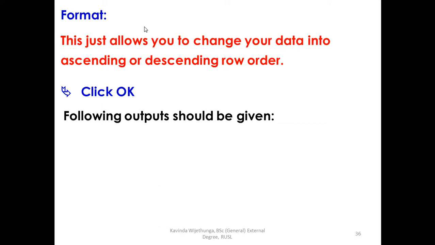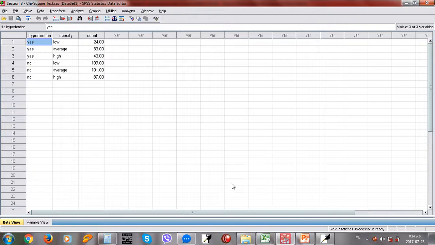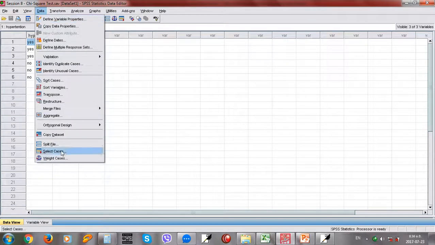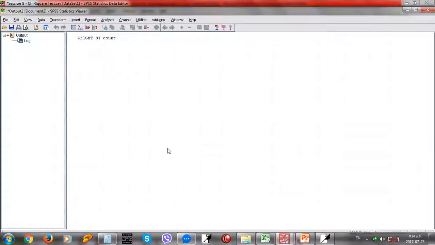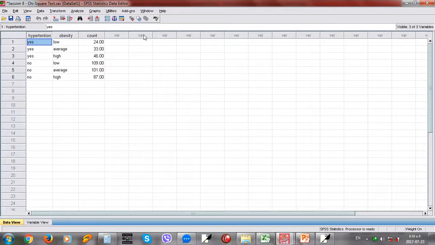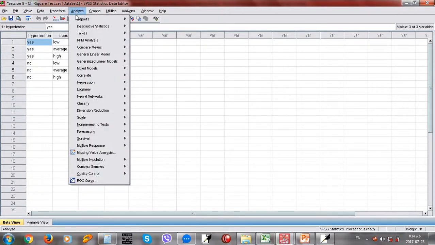Before seeing the outputs, we will go to the SPSS worksheet. This is the entered data, as we discussed in previous slides. You can enter this data in this way. Then what are our steps? First we go to Data, then Weight Cases, then select Weight cases by, and for frequency you take Count. Then click OK.